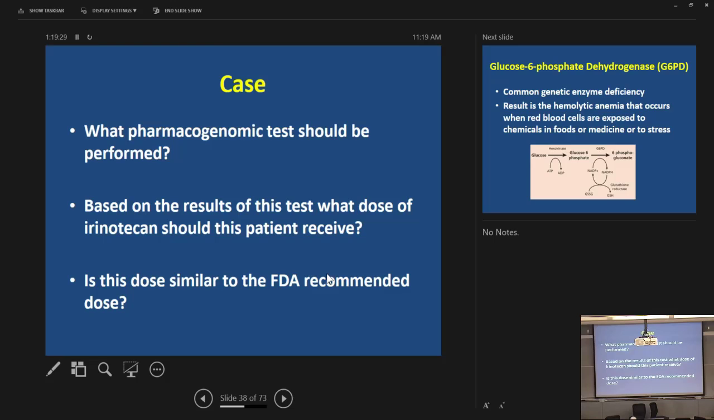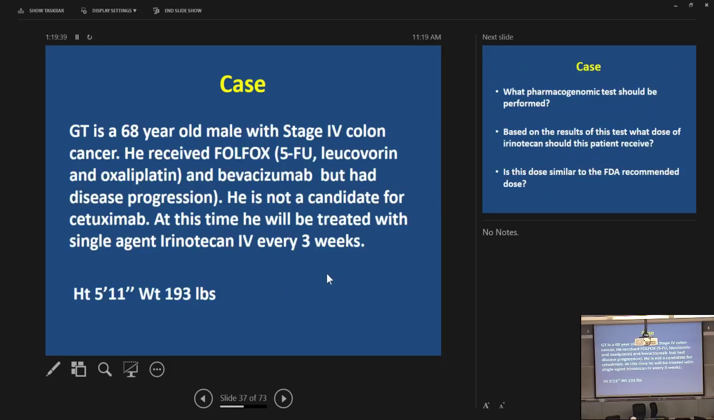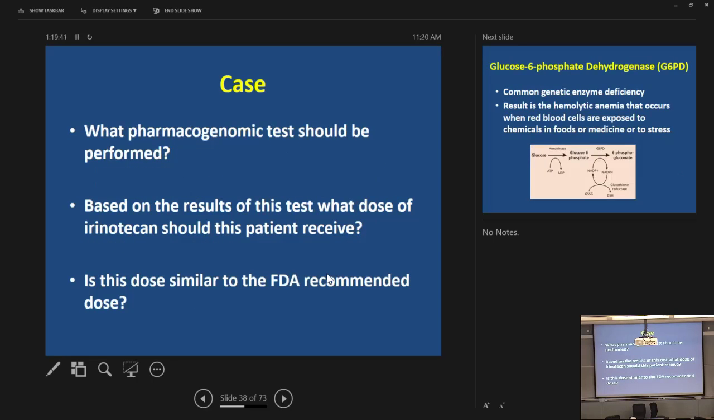All right, so should we do genetic testing on him? What's the dose of irinotecan? I didn't put it in there. So single agent dosing is usually 350 milligrams per meter squared. So should we do testing on him? If you follow the French guidelines. Yeah, we should. Okay.